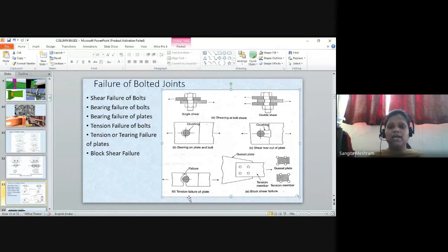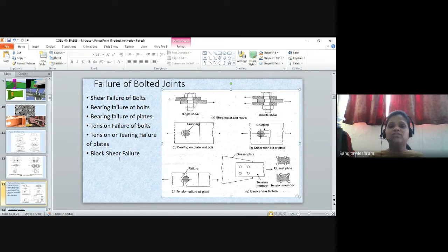Okay. And this tension failure, so just see the third figure. You can see here the plate gets crushed around that bolt. Okay, near to that bolt. So this type of failure is tension failure of plate. Okay. And what is block shear failure? The whole plate gets sheared out. Okay. आपकी जो प्लेट है, एक्चुअल प्लेट will get break. ठीक है, वहां पे ब्रेकेज हो जाएगा प्लेट का, and that type of failure is called as block shear failure.